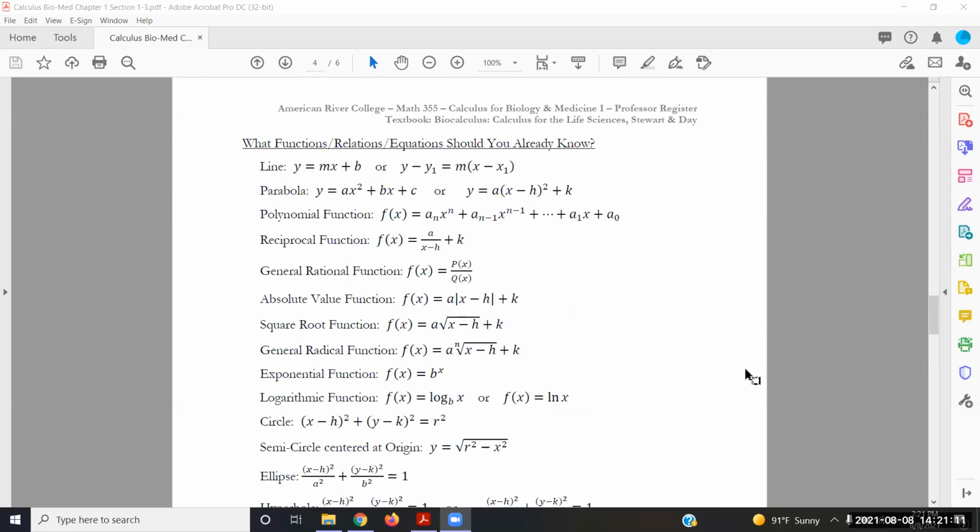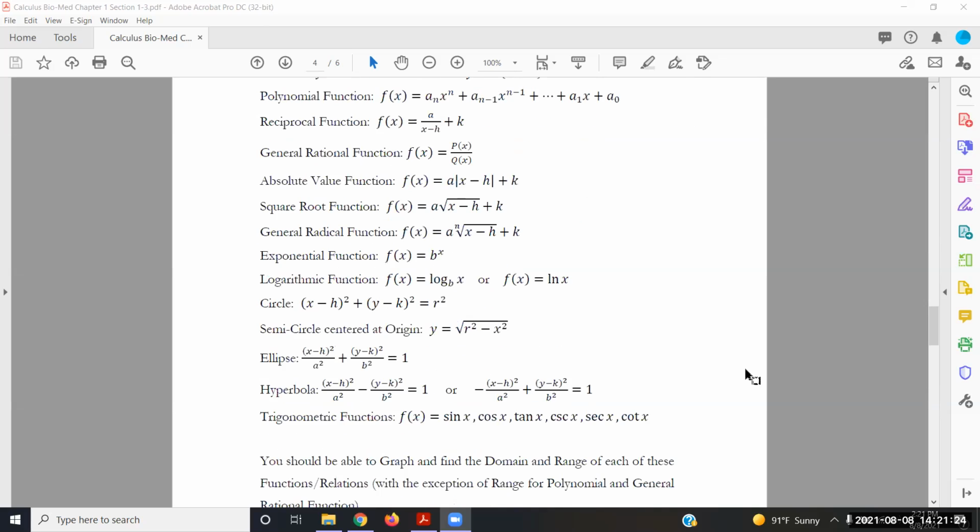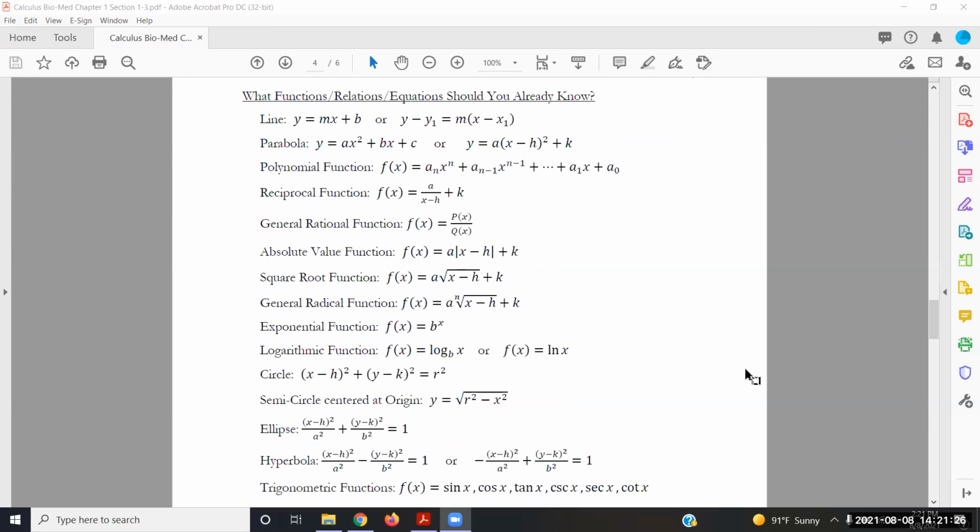The next thing is something which is going to be possibly the biggest challenge of the week. And that is make sure that you know your functions. And so here is the set of functions which I expect you to already know like the back of your hand. You should not have to think twice about any of these functions. You should know what the graphs are. You should know how to evaluate them. You should know everything about these functions.